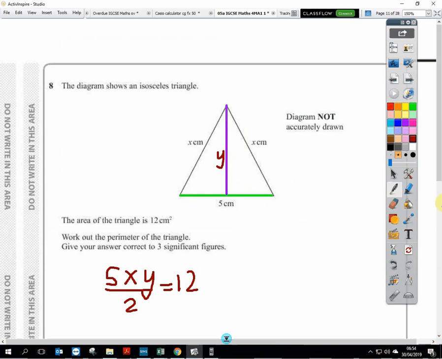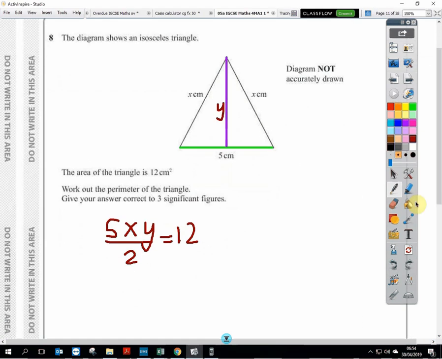Now, there's one letter in this equation, so I can work it out. Times both sides by 2, so 5y is equal to 24, and that means y is equal to 24 divided by 5, which is 4.8. So this side is now 4.8.